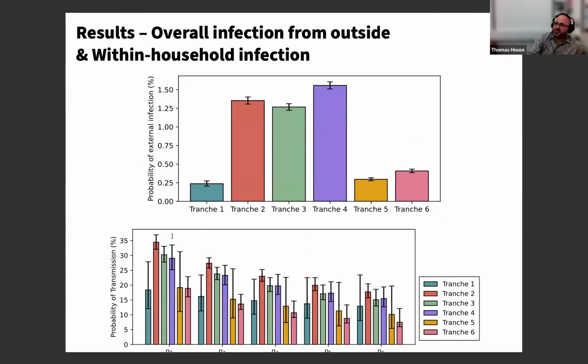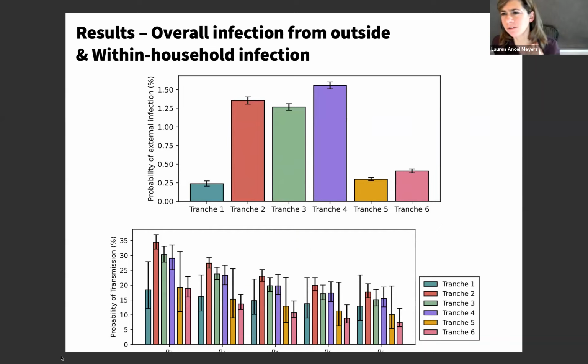It says probability of external infection in tranche 1, which is when our first lockdown was biting, was very low. Then we had this enormous second wave, and then we got vaccines, and so these low probabilities are kind of post-vaccine, and continuing lockdown from the second wave.